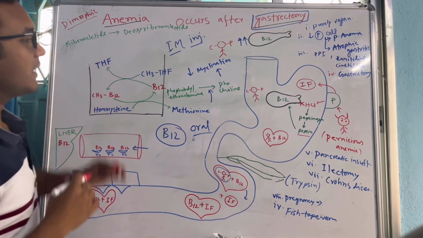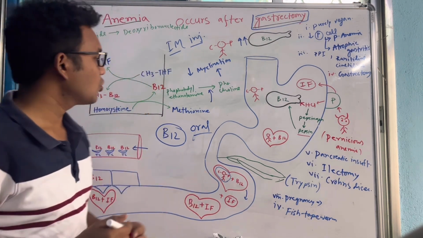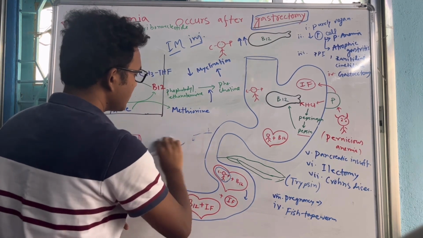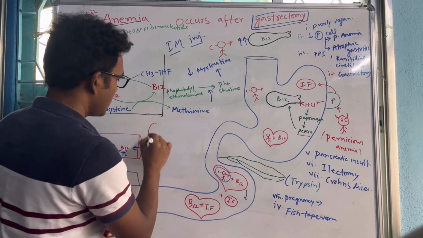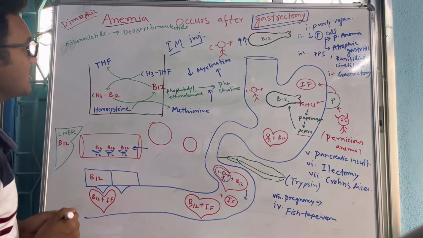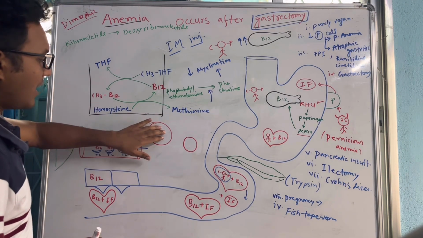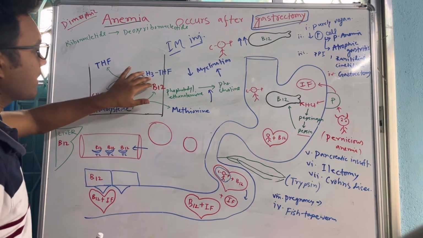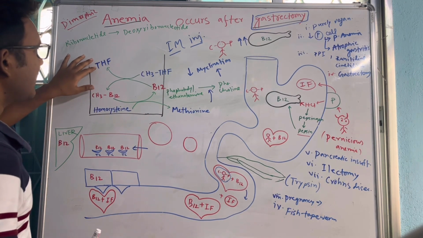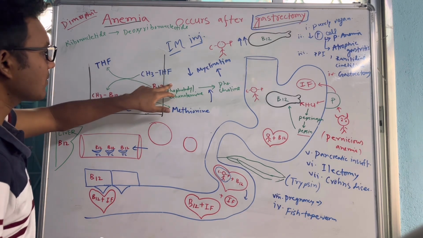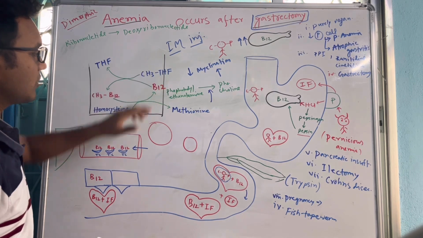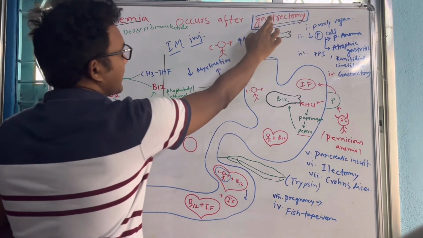Dimorphic anemia means in the peripheral blood smear we can see two types of RBCs. Some RBCs are larger in size and some RBCs are smaller in size. It means two types of RBC are present. So the larger RBC means megaloblastic anemia, which occurs due to the deficiency of tetrahydrofolate, and it occurs due to the decreased B12 inside the bone marrow. Okay, and it occurs due to the gastrectomy.